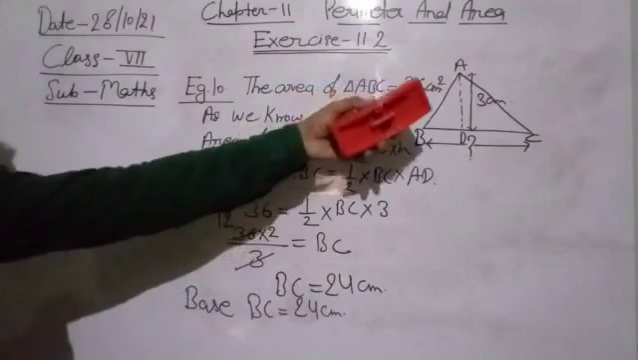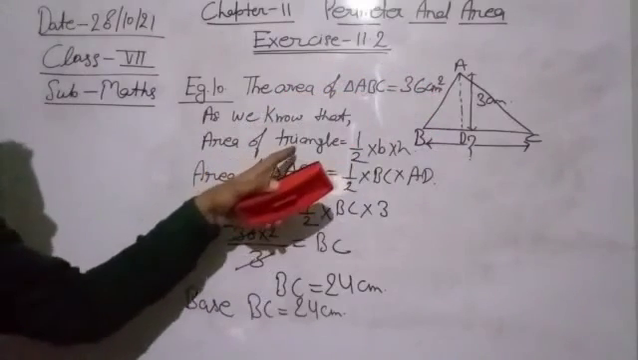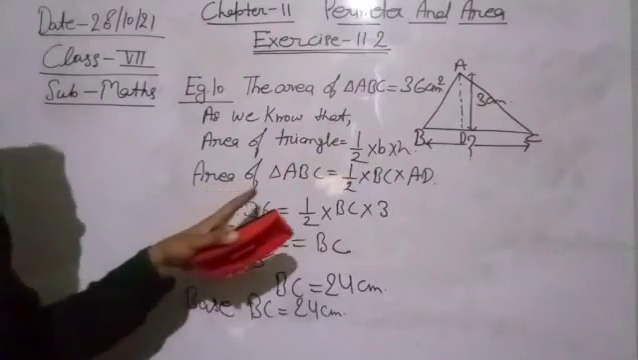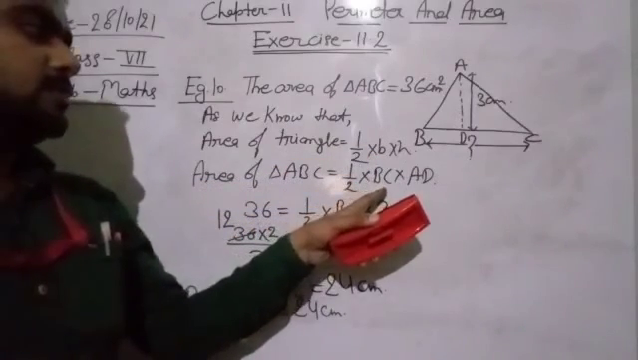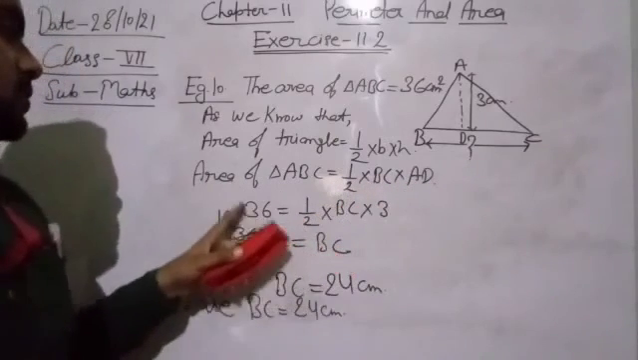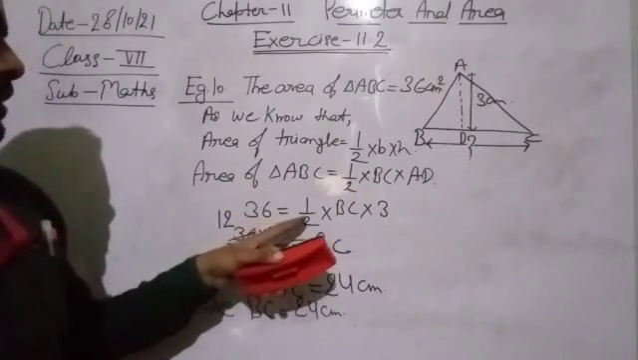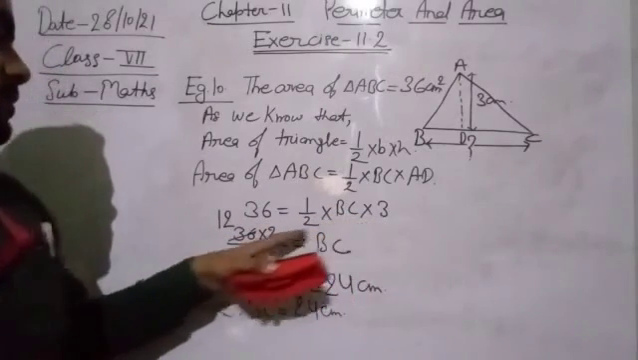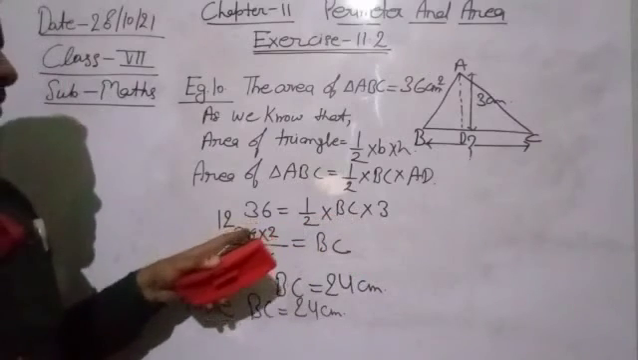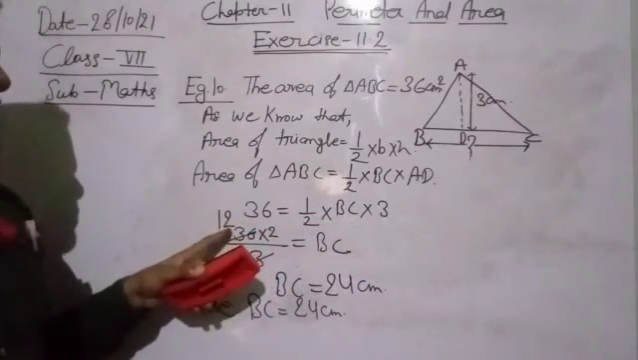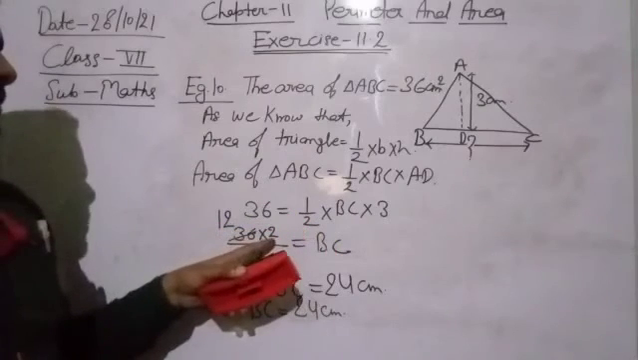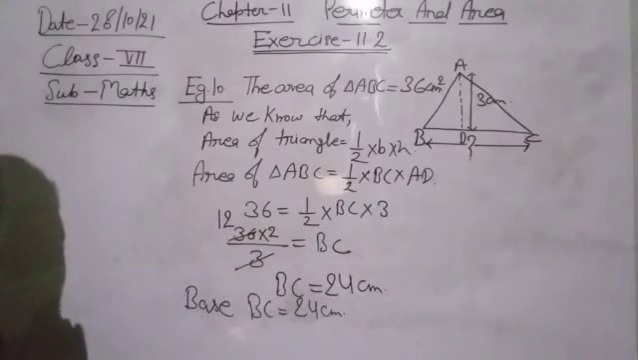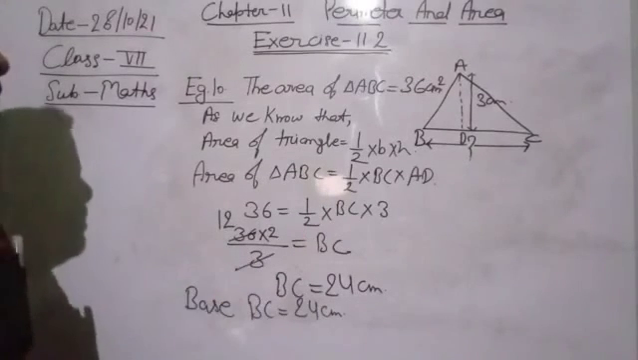The area of triangle ABC is given, that is 36 centimeter square, and as we know that area of triangle is equals to 1 by 2 base into height. So area of triangle ABC is 1 by 2. What is the base? Base is BC and height is AD. So area of triangle is given, that is 36, and 1 by 2 into BC. We have to find BC. Into height is 3. So when 3 goes to LHS side, it divides 36. So 36 divided by 3 gives 12, and 2 goes to this side, then it will be with multiplication sign. 12 times 2 is 24 centimeter, that is the base. So note it down.